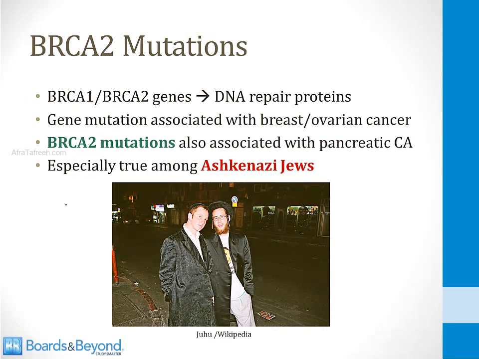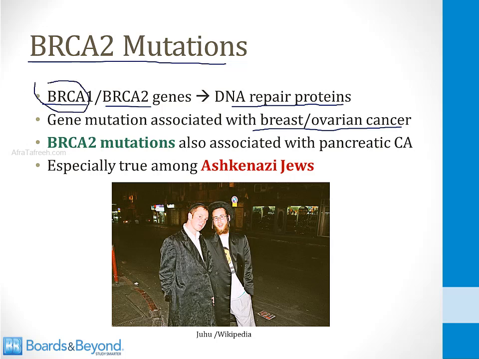There is an association between mutations in the BRCA2 gene and pancreatic cancer. The BRCA1 and BRCA2 genes code for DNA repair proteins, and mutations in these genes are associated with the development of breast and ovarian cancer. They get their name BRCA for their association with breast cancer.